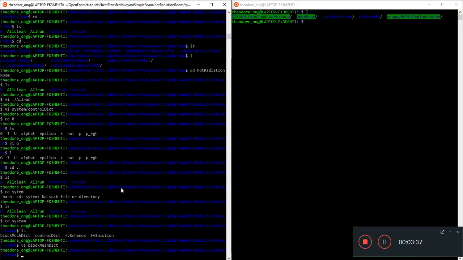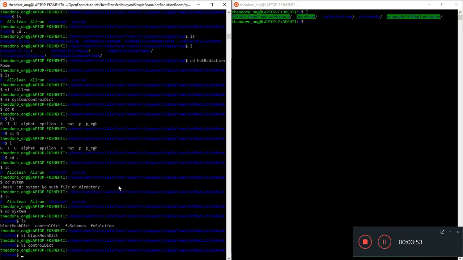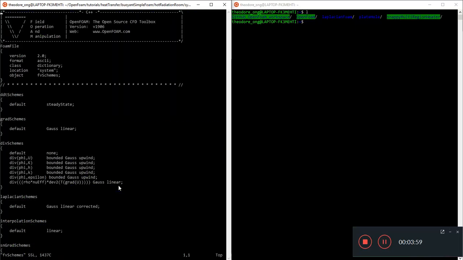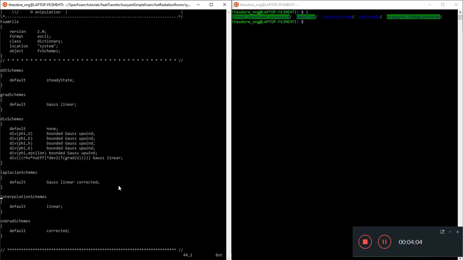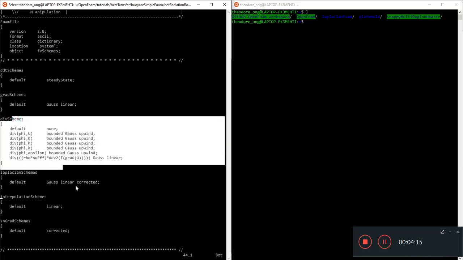Next thing we take a look at is the controlDict. The application is buoyantSimpleFoam. We have a write interval of 100. Nothing too new here. deltaT can be 1 because it's a steady state solver. So let's take a look at fvSchemes. This is in case you want to copy and paste the file over, or you have a geometry in another file that you want to run buoyantSimpleFoam in. You have to give the solver buoyantSimpleFoam some inputs. So these are the inputs you need to give buoyantSimpleFoam.